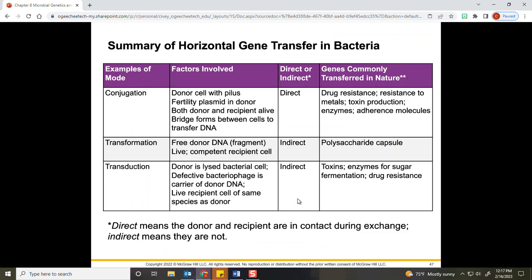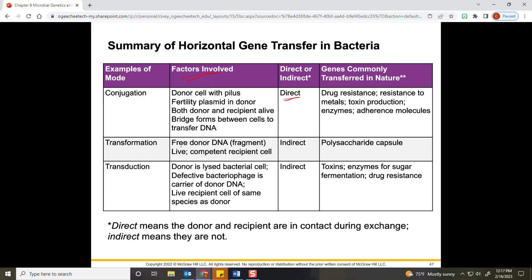Pretty neat. So in summary, I really like this table because it tells you basically everything you need to know about these 3 different types of horizontal gene transfer. We said there's 3 types: conjugation, transformation, and transduction. This shows you how it's done. Donor cells with the pilus, the fertility plasmids in the donor. Both donor and recipient are alive and form bridges between the cells to transfer DNA, and it was a type of direct transfer.